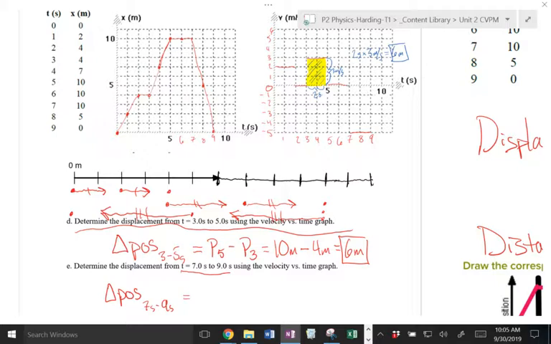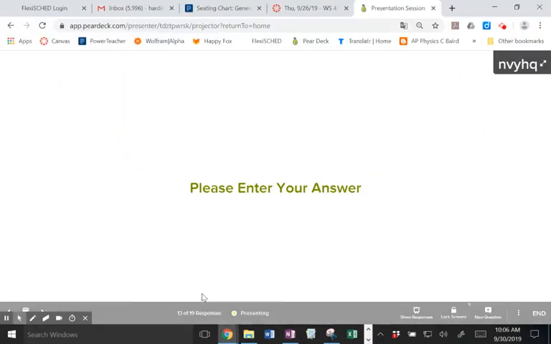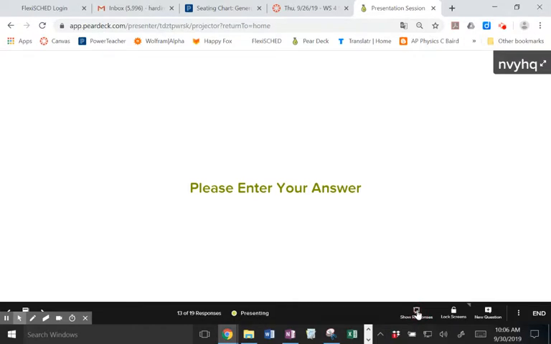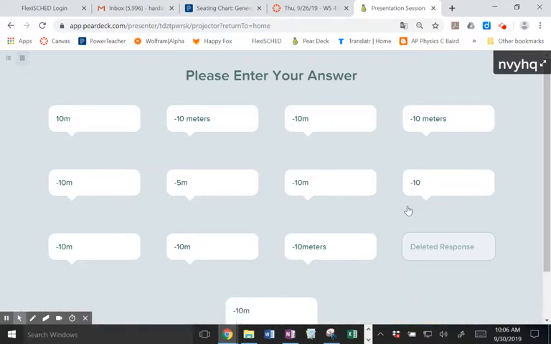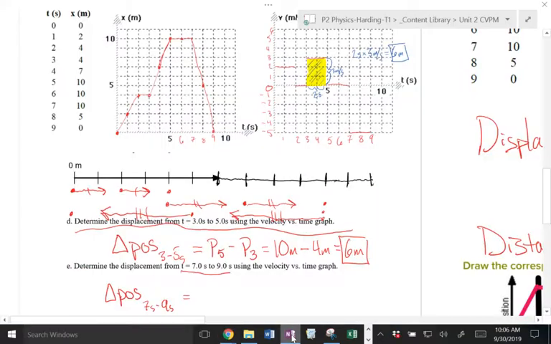All right, let's see how we're doing on finding the displacement from 7 to 9 seconds. We've got 10 meters, -10 meters, -10 meters, -10 meters, -5 meters. So in terms of variety, we've got 10, we've got -10, and we've got -5. Figure out why we got what we got then.